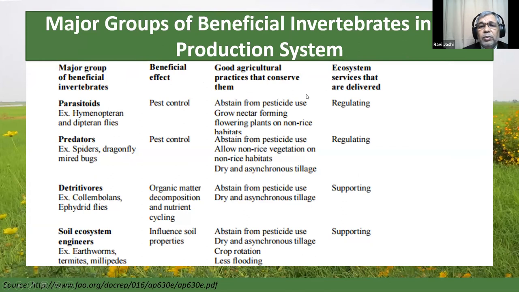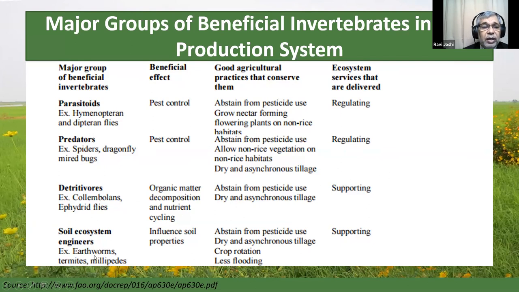So in a nutshell, what I have shown is that in the three habitats, you have parasitoids. Their main job is to regulate. And what are the good agricultural practices that have to be followed to enhance parasitoids, predators, and the detritivores, which the earlier speaker has talked about, like the Collembola and the aphid flies? They are helping in nutrient cycling as well as in the organic matter. So their job is supporting the agroecosystem.